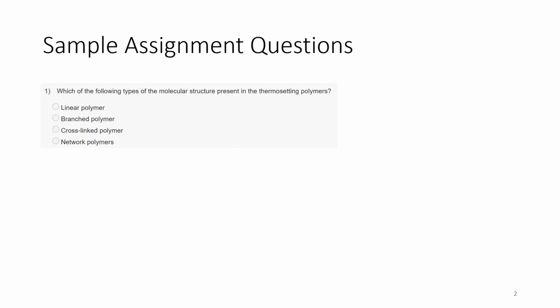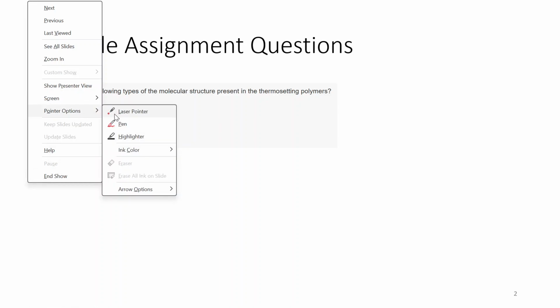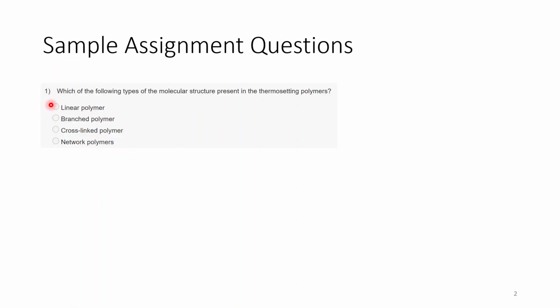So the first question is, which of the following types of molecular structure is present in the thermosetting polymers? Your options are linear polymers, branched polymers, cross-linked polymers and network polymers. So these are the types of polymers based on how molecules are found in your polymers. Your answer for this one will be cross-linked polymers.